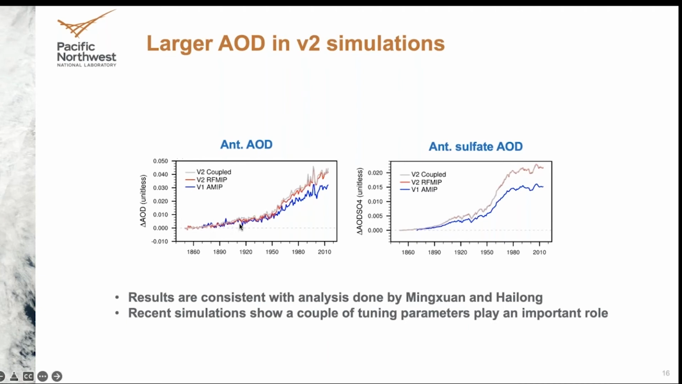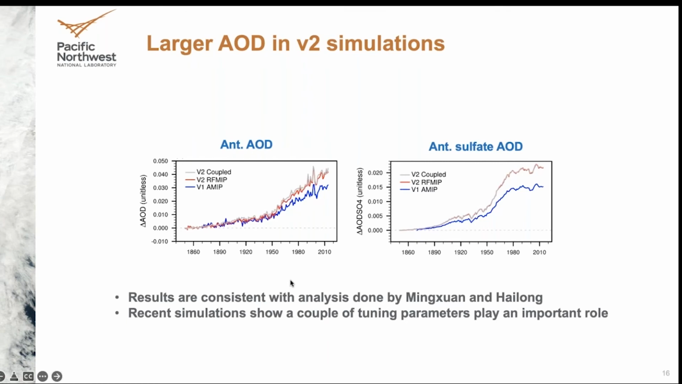If we look at the historical changes, we see clearly that V2 has a much larger anthropogenic AOD compared to the V1 simulation. The RF simulation and the coupled simulation give quite consistent results. Basically, this confirms that the surface direct aerosol forcing increase is mainly caused by the AOD increase in the model. And the results are consistent with some analysis done by Mingxuan and Hailong.